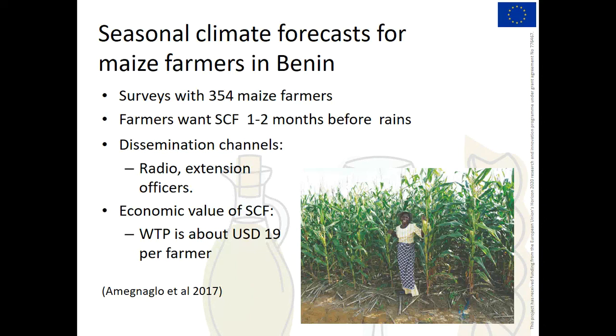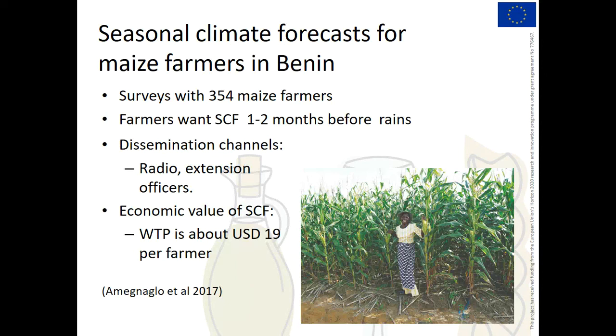And for this group of farmers in Benin, they wanted a forecast about 1 to 2 months before the rains came, so they could plan well in advance about what to plant and when to plant it. And they wanted to receive information through the radio, as well as through extension officers from government who come into the village with details of the rains and about the forecast. And it turns out that 82% of the farmers surveyed would pay for this service, and they'd pay about $19 each year for it, or each season for it.